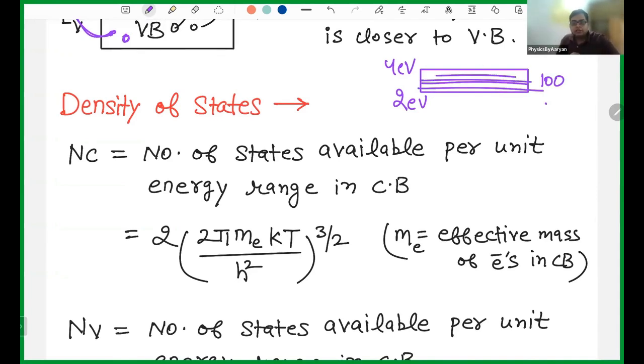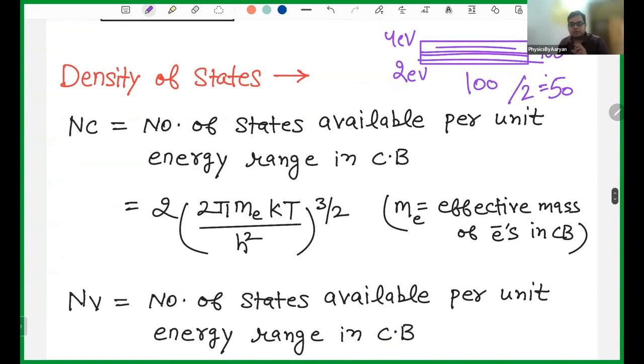Then what will be the density of states? Number of states per unit energy. So how many states are there? 100. How much is the energy? 2. So density of states will be 50. So density of states is nothing but number of states per unit energy range is known as density of states.